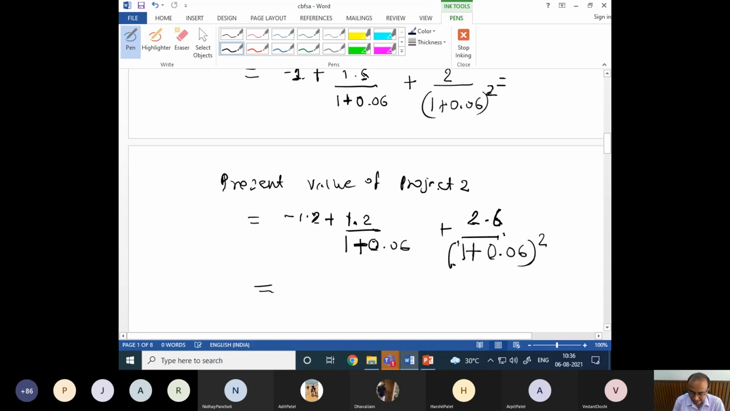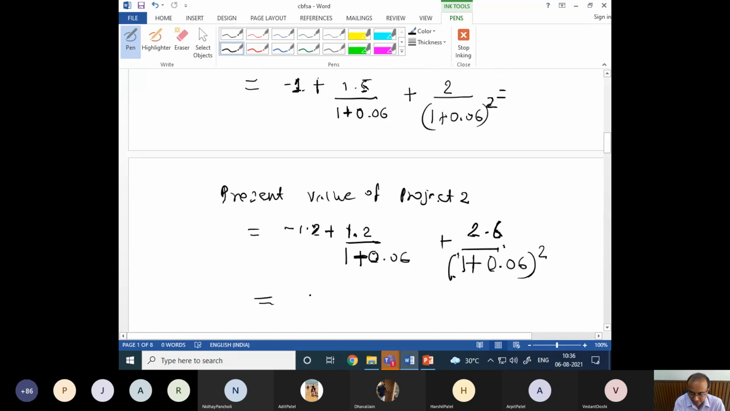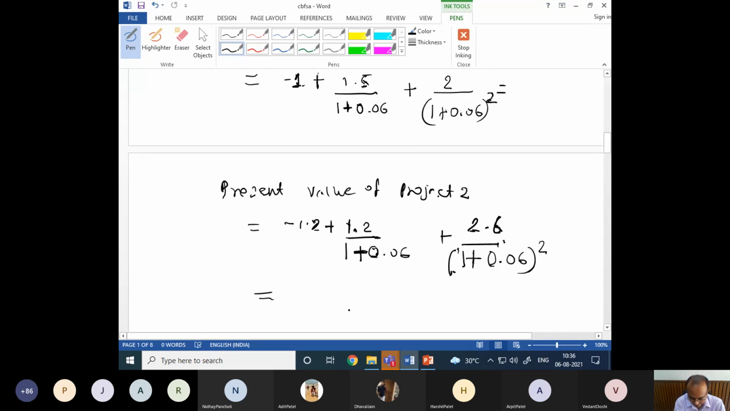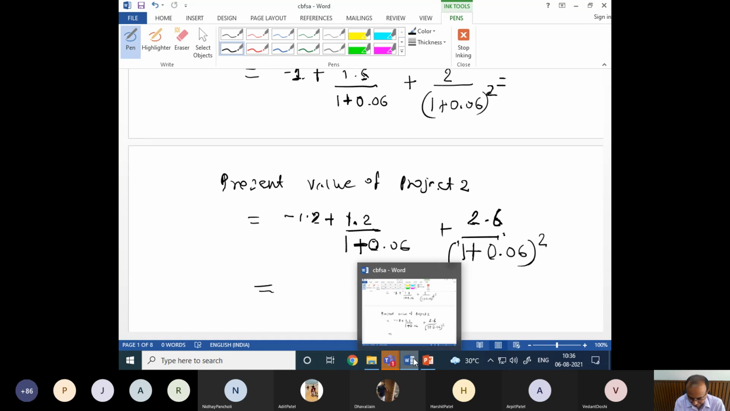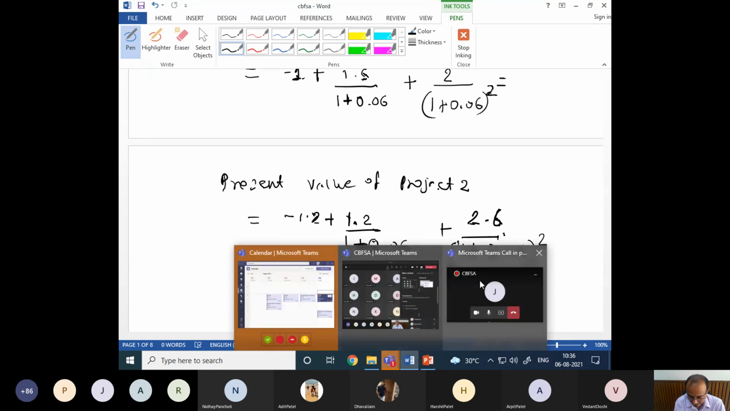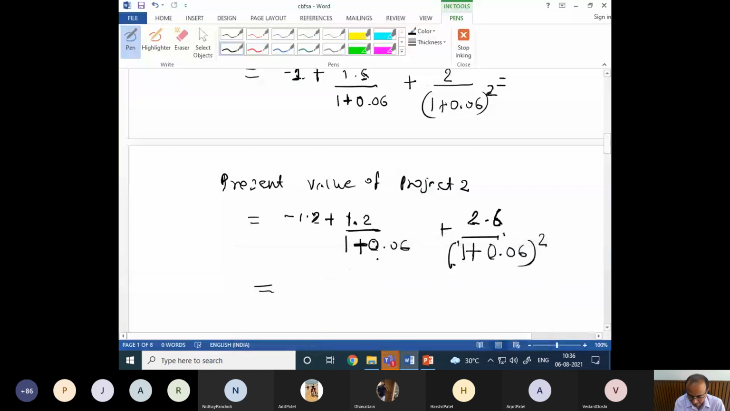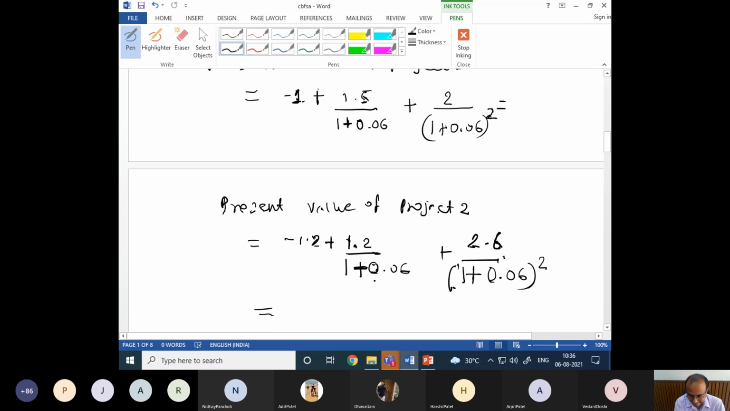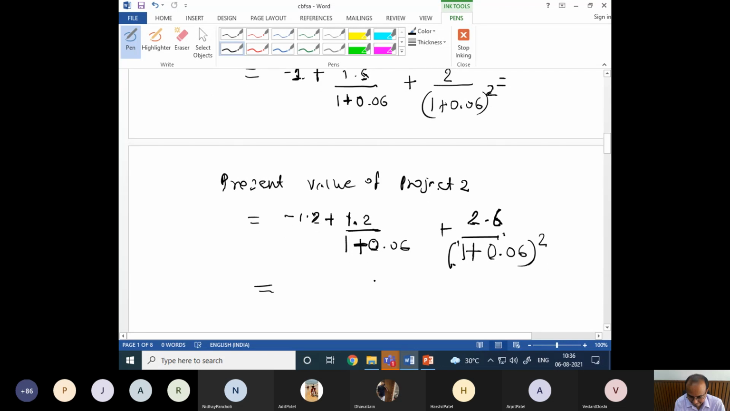And then which should I select? Higher value or lower value? Now at least that answer you can give me. It's a very common answer. Yeah, any answer? Which should I select? The project which has a higher present value or lower? Can anybody specify the answer?